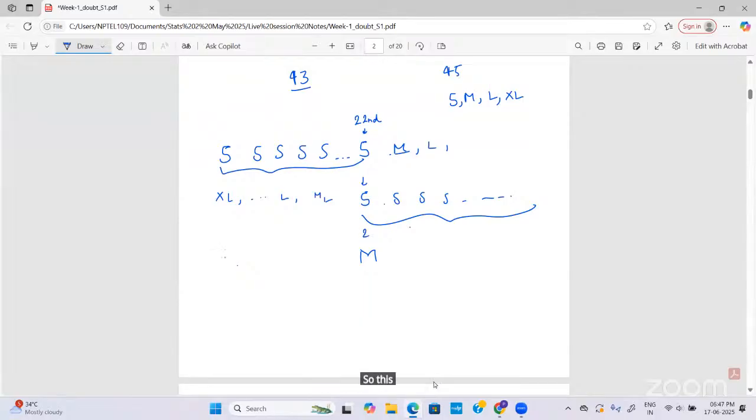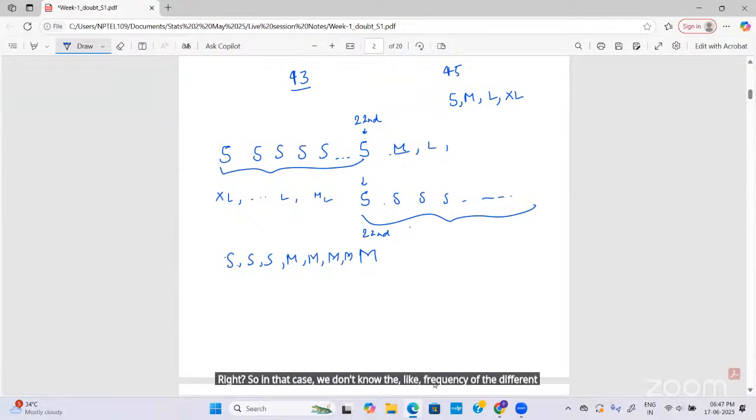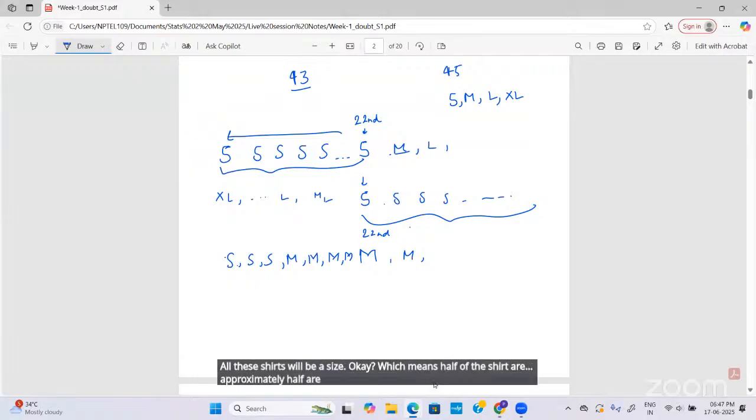So this will be at 22nd place. This we are sure. Before the medium size, we have a small size also, right? Yes, so in that case, we don't know the frequency of the different kinds of shirts. We do not know what will be the mode in that case. It can be anything. But here we can say that if S is coming at the 22nd position, then arranging in ascending order, all the shirts before that will be S size. Which means approximately half of the shirts are belonging to this category.